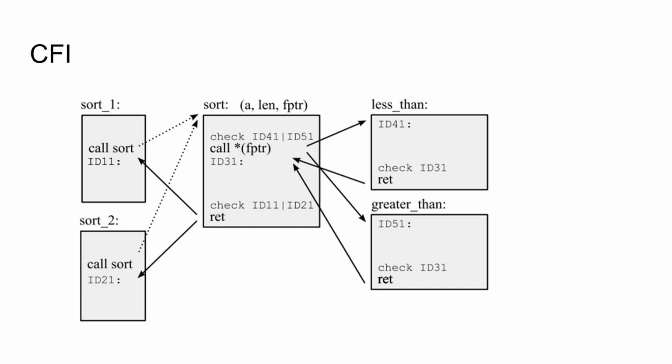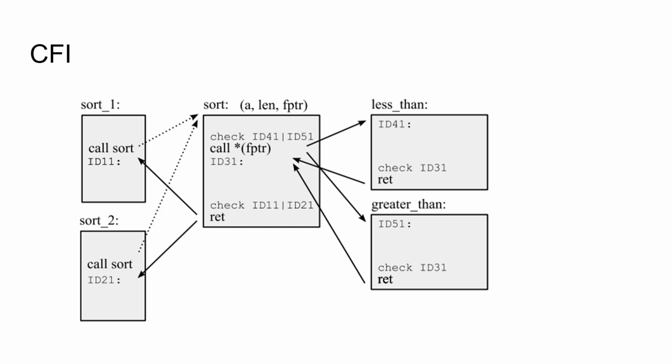And what we see is that we've added labels. We've added labels to the beginning of the less than and greater than functions, so at the entry points of these functions, because those are the functions that can be called with the indirect call, in other words, the call with the function pointer, and we add labels to the call sites so that we have a label for where a function may return to.